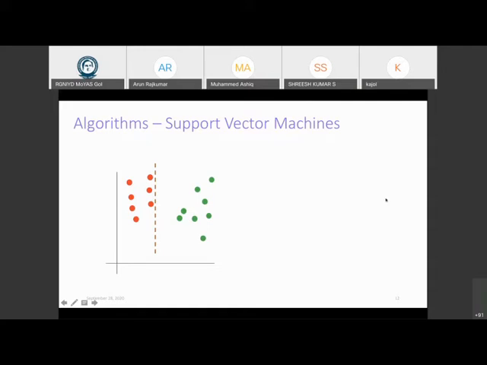What do you guys think? Is this a good line that separates this data? Or is there some other better line that separates the red from the green? Anyone? So how many of you think this is a good line? If you think this is the best line that you can think of that separates red from green, just say yes. Okay, good. Somebody says no.